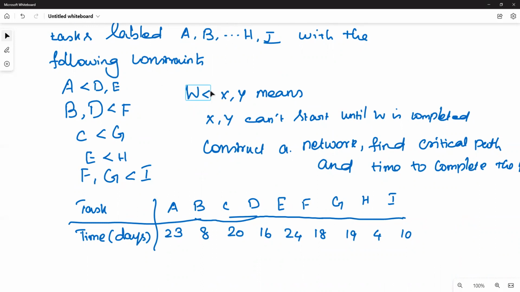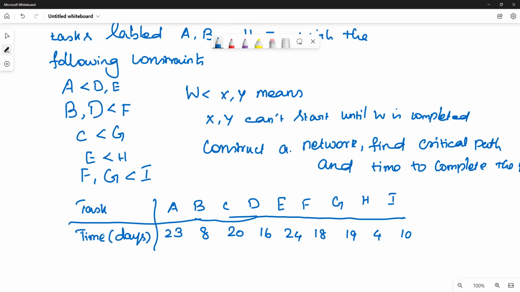For that, the explanation is: W less than XY means XY cannot start until W is completed. What does it mean? If you have a less than inequality, then the activity or task on the left is the predecessor of the task on the right. So the task on the right cannot start until the task on the left is completed. Means the task on the left is the predecessor for each of the tasks on the right. Okay, remember this. Accordingly, you will be doing this.